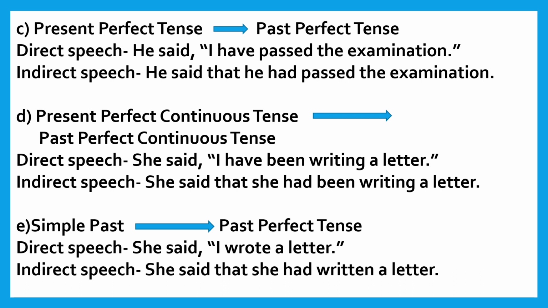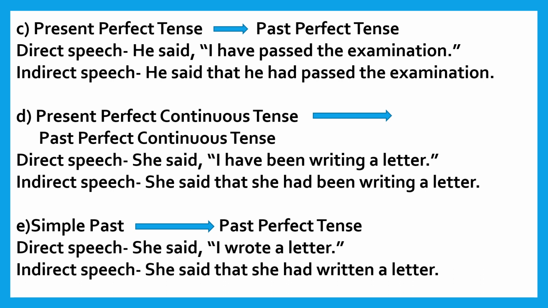Next, the present perfect continuous tense will turn into past perfect continuous tense. For example, in the direct speech, she said, "I have been writing a letter." In the indirect speech, she said that she had been writing a letter. The verb have been writing, which is in the present perfect continuous tense, will change to had been writing, which is in the past perfect continuous tense.